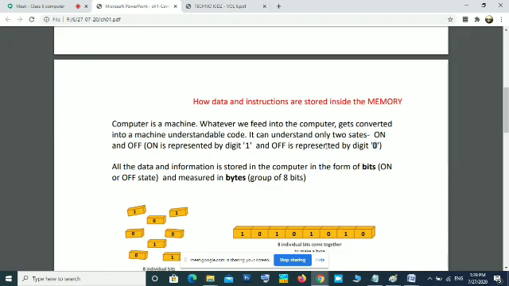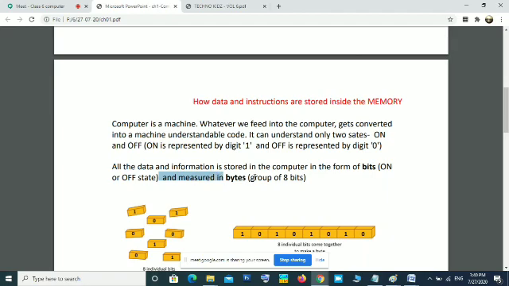In a computer, to represent data, we use the binary number system. This number system has only 2 digits, 1 and 0. Using this 1 and 0, you can represent any number. So all the data and information is stored in the computer in the form of bits, on or off. Either it will be on state or off state, and it is measured in bytes. The memory is measured in bytes. That is the measuring unit of memory.